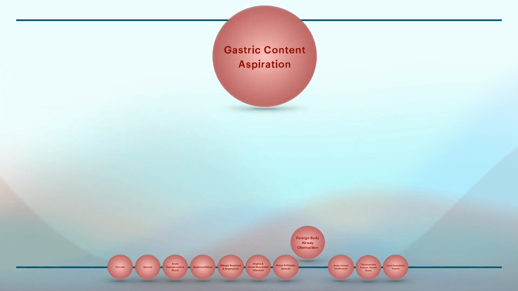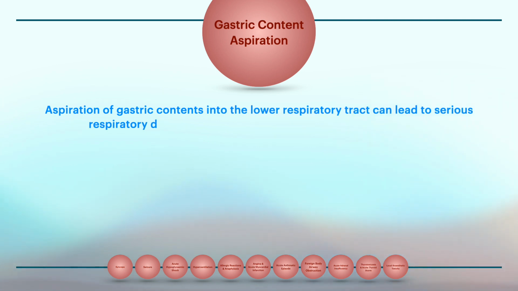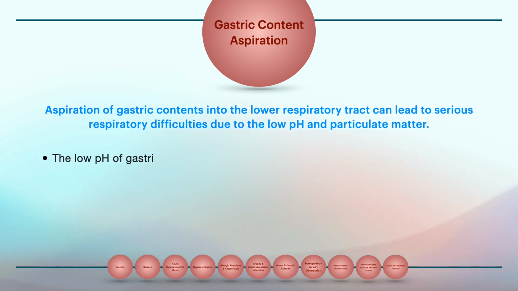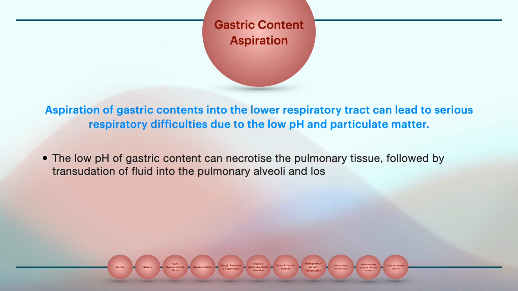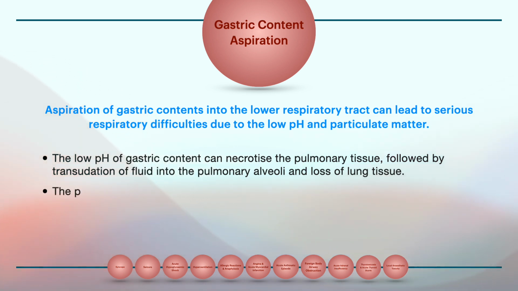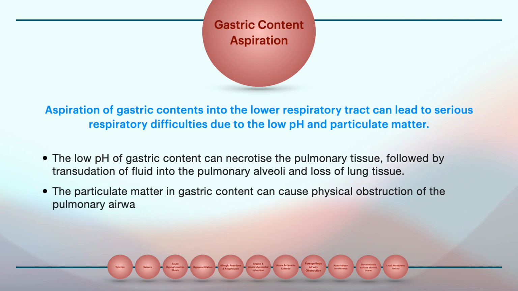Also, aspiration of gastric contents into the lower respiratory tract can lead to serious respiratory difficulties due to the low pH and particulate matter. The low pH of gastric content can necrotize the pulmonary tissue, resulting in transudation of fluid into the pulmonary alveoli and loss of lung tissue. The particulate matter in gastric content can cause physical obstruction of the pulmonary airways.